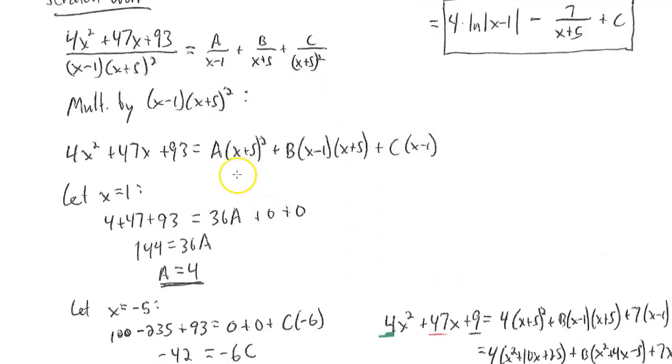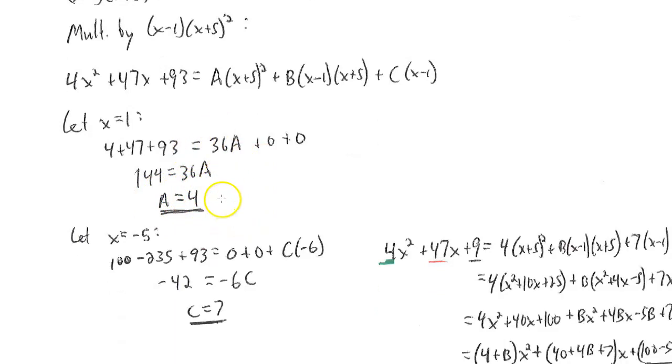Now if we let x be 1 and x be negative 5, that's going to help us find the a, b, and the c. So if x is 1, notice what happens. This will be c times 0. This will be b times 0, times 6, but b times 0 is going to be 0. And if we let x be 1 here, we'd have a times 36. We have 36a equals, well, if you plug in 1 for x, you get 4 plus 47 plus 93. It ends up giving you 36a equals 144. So that gives us that a is 4.